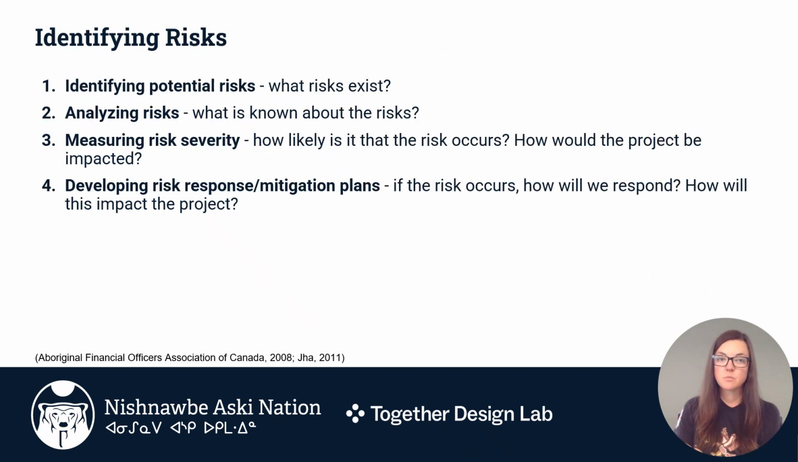It is also important to identify any potential risks. What risks exist within the project scope? Analyzing those risks and what is known about the risks. Measuring the risk severity: how likely is it that the risk will occur, and how would the project be impacted? Developing risk response and mitigation plans. If the risk does occur, how will we respond? How will this impact the project?